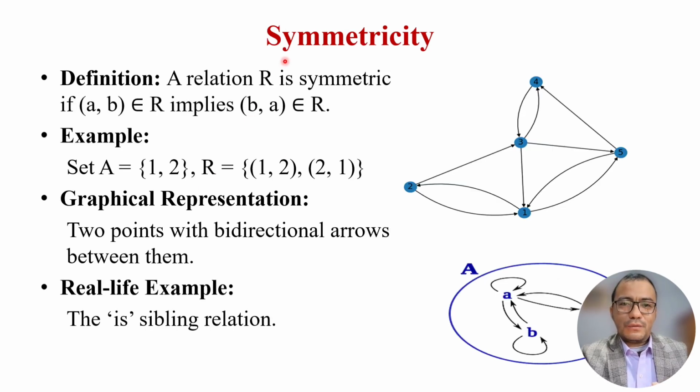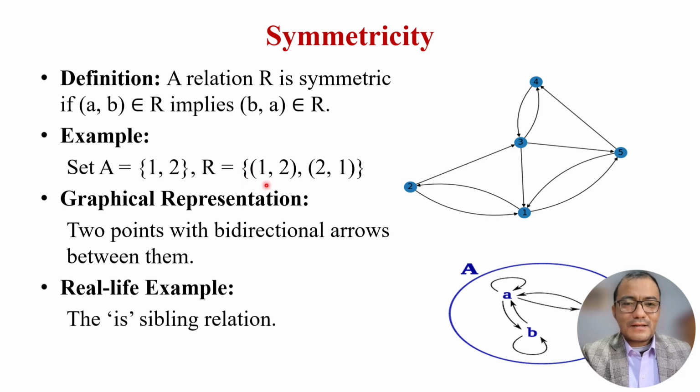Now symmetricity. For this, the definition is: a relation R is symmetric if the ordered pair (A,B) belongs to R implies that (B,A) also belongs to R. Let's check this in an example. Suppose we have set A with the elements 1 and 2, then we can establish the relation from A to A like this.